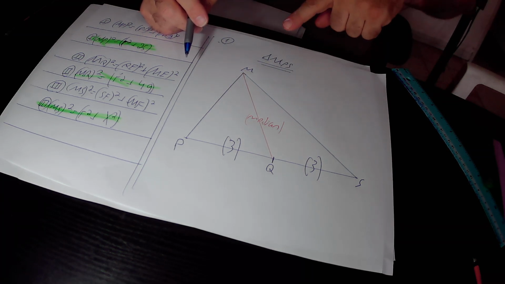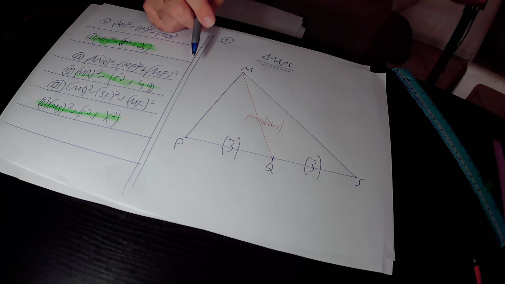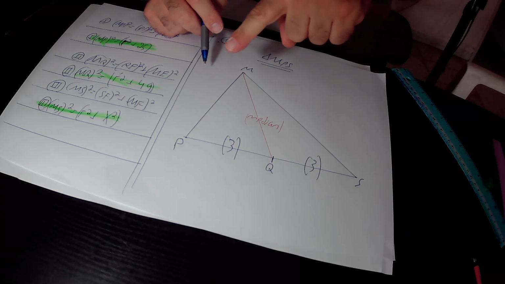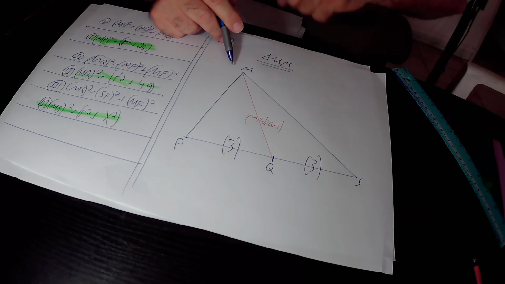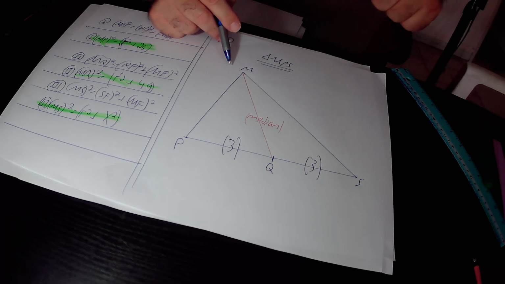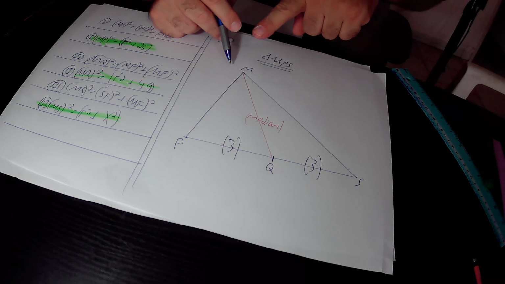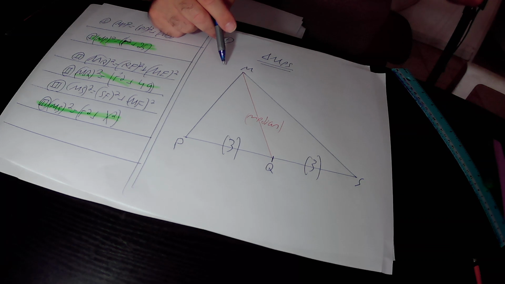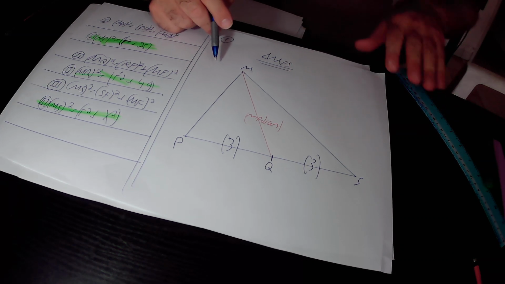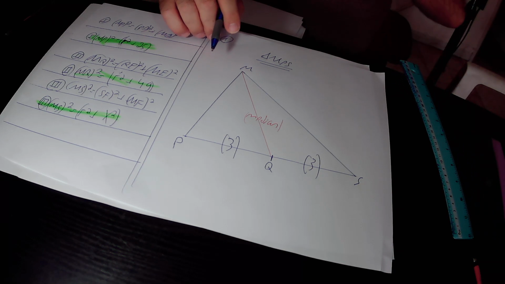Okay, so the median MQ bisects the opposite side of this triangle MPS. Side PS is the opposite side in relation to vertex M. Again, the median MQ bisects the opposite side PS, it divides it into two halves. But the question is, what is the length of the median MQ? Actually, we have a special formula for the length of a median in a triangle.